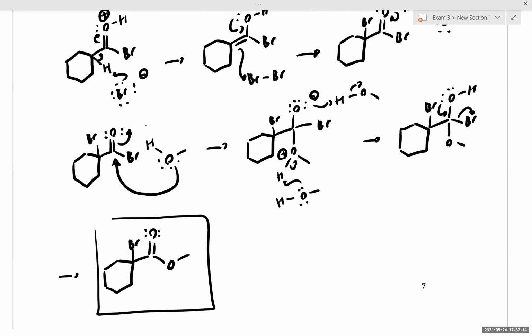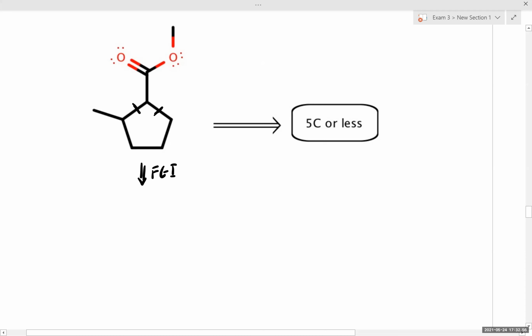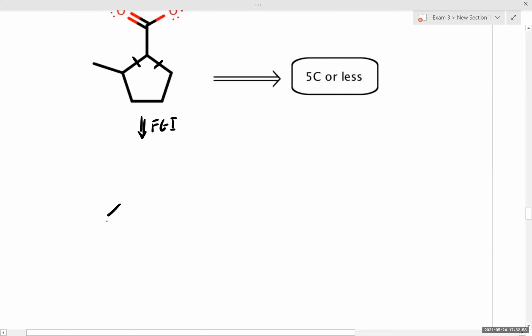Anytime you see these methyl esters, it's important to think about disconnections surrounding the alpha position. So to help everyone see what I mean, I'm going to propose a functional group interconversion, where we trace back this methyl ester into like a malonic ester derivative.